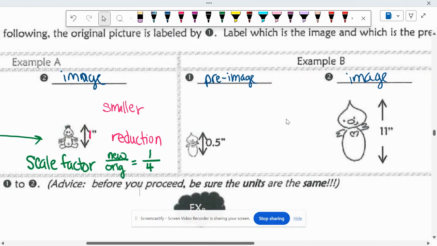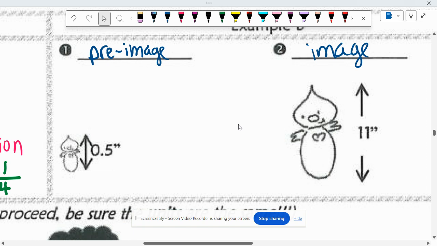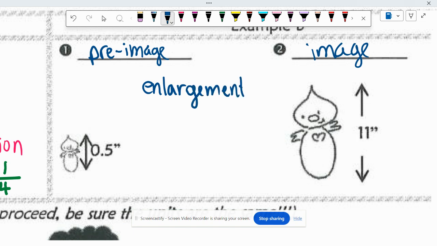So when you look at your next image, and you try to determine the scale factor, let's first decide if it's a reduction or an enlargement. Did it get bigger or smaller? Bigger. So this is an enlargement. And if I want to find the scale factor, I take the new measurement over the original. So the new measurement is 11 over the original, which is 0.5.